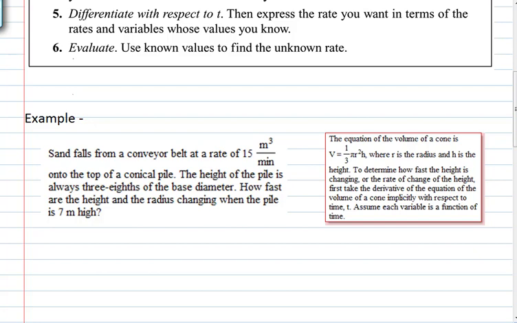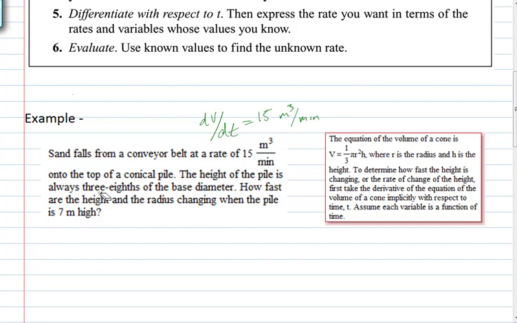So here's our first problem. It says sand falls from a conveyor belt at a rate of 15 cubic meters per minute. So I know my distance is measured in meters and my time is measured in minutes because that's this rate of change. I also know this is the rate of change for the volume because these are cubic meters in the units. See, I knew a lot just by looking at that one number. So the change in the volume with respect to time is going to be 15 cubic meters per minute.